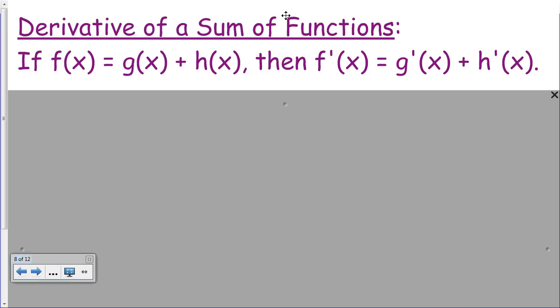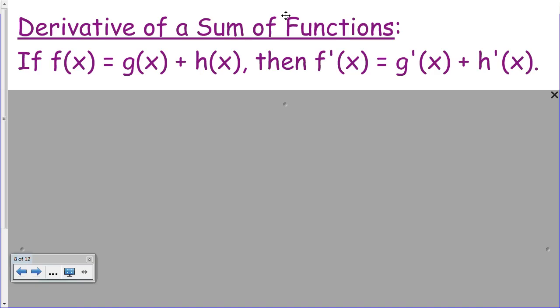And as you may recall, it said if f of x is equal to g of x plus h of x, then f prime of x is equal to g prime of x plus h prime of x. So in other words, we can read that off in this way. We can say the derivative of a sum of functions is equal to the sum of the derivatives of the functions. Derivative of a sum is equal to the sum of the derivatives.